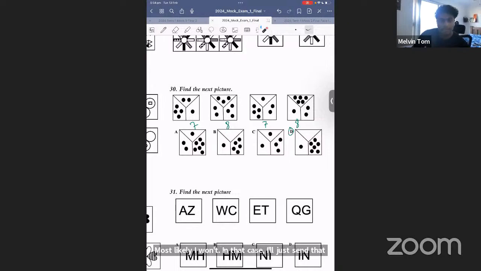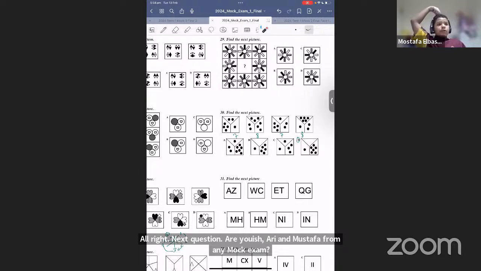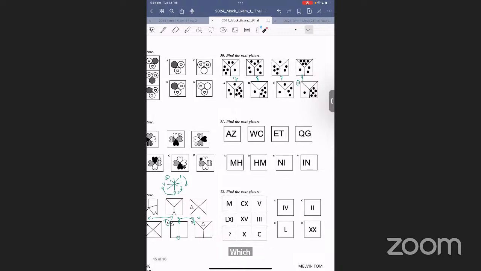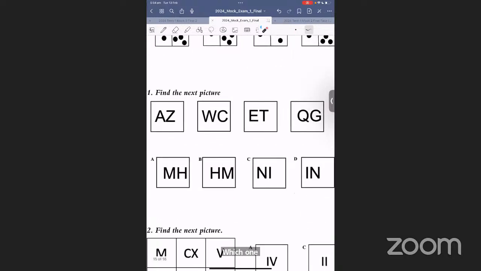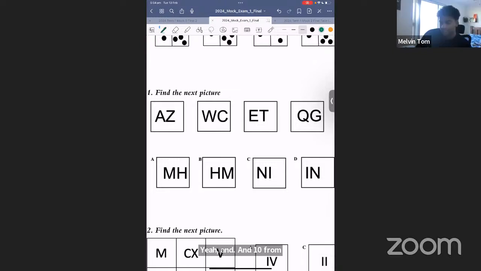Okay. All right. Next question, Ayush, Aryan, Mustafa, from any mock exam, which one do you want to do? Can we do 31 from this one? Melvin, I have 6 from mock exam. Send it in the chat, and I'll try to do one from each person. I've done a few from Momina, so I'm going to take one from Ayush, one from Aryan, and one from Mustafa. And if we have time, we'll do some more.